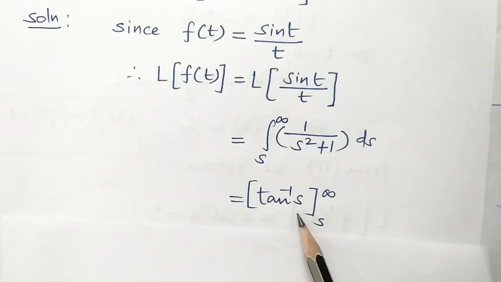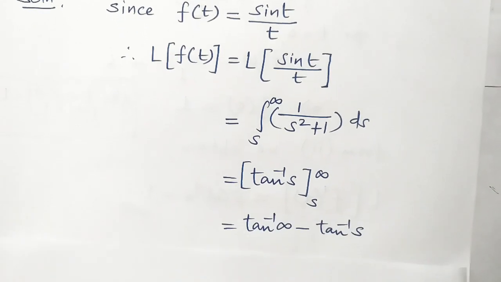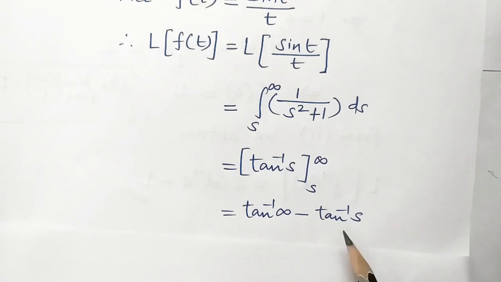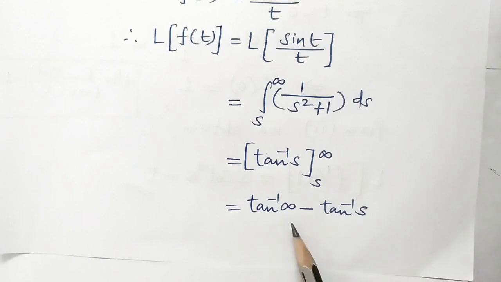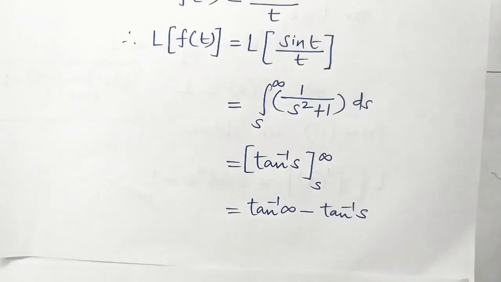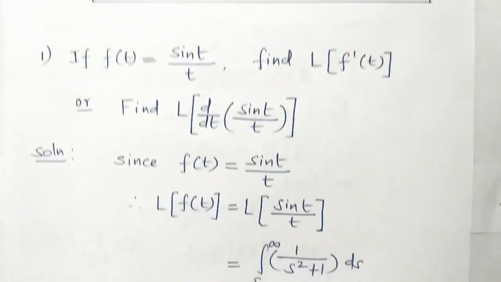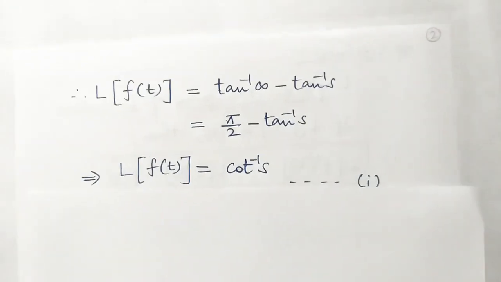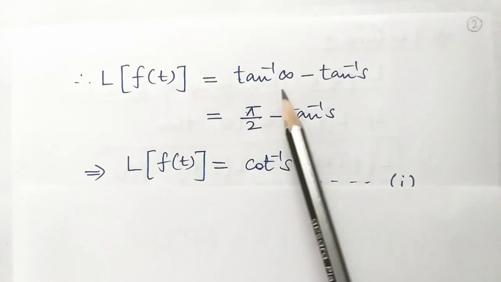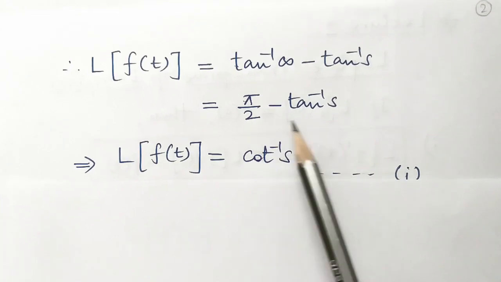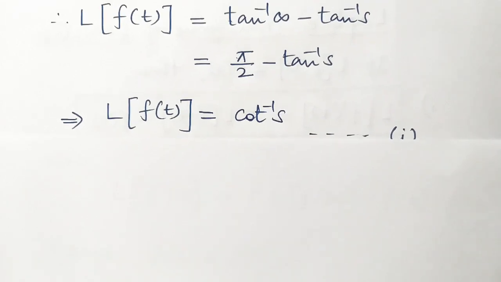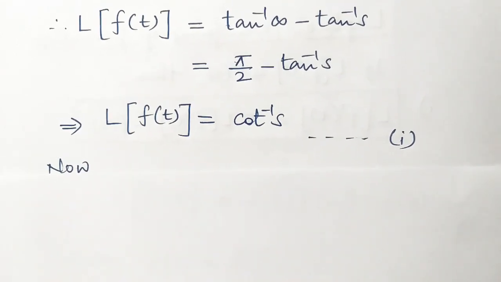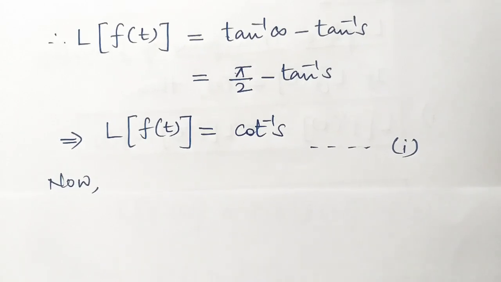So that is tan inverse of s evaluated from s to infinity, which is tan inverse of infinity minus tan inverse of s. We know that tan inverse of infinity is pi by 2, so it is pi by 2 minus tan inverse of s, which in turn is cot inverse of s. So what is the conclusion here? We found the Laplace transform of f(t) is cot inverse of s, as equation number 1.